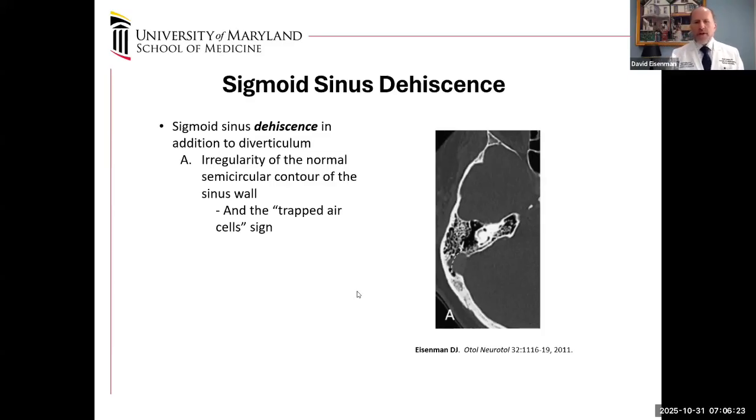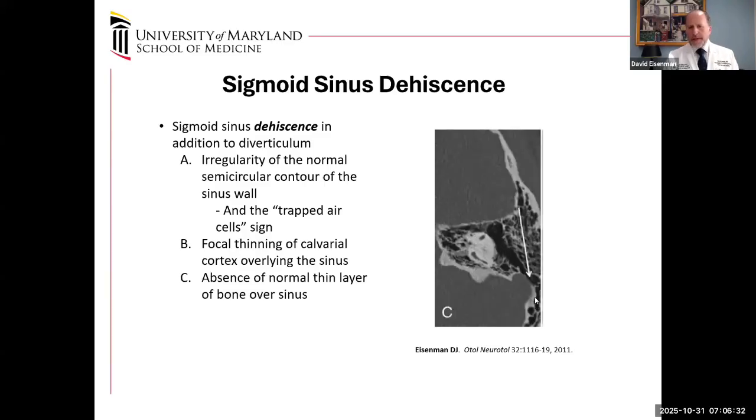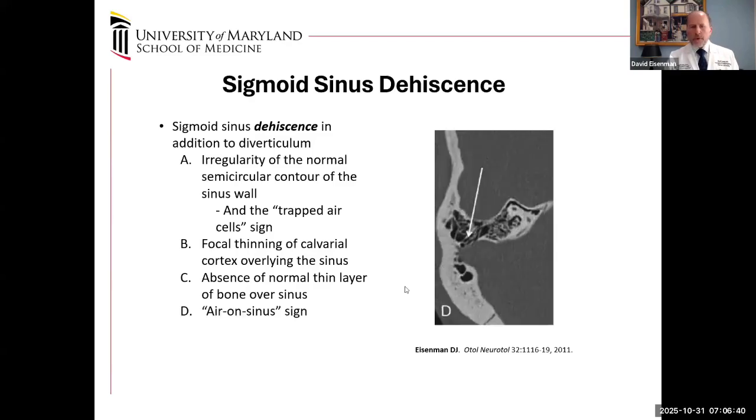They're communicating somewhere, but radiographically, that's what they look like. You can see focal thinning of the calvarial cortex overlying the sinus. And of course, almost by definition, you have the absence of the normal thin layer of bone over the sinus. So here there's thin bone, here there's thin bone, there's no bone. And then what we call the air on sinus sign, where you see air cells that look like they're just sitting right on the sigmoid sinus.